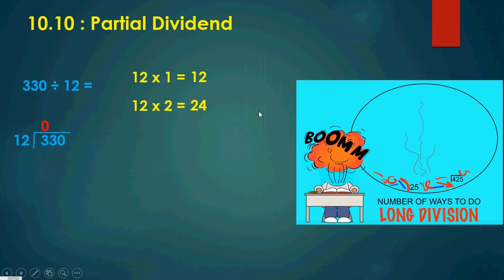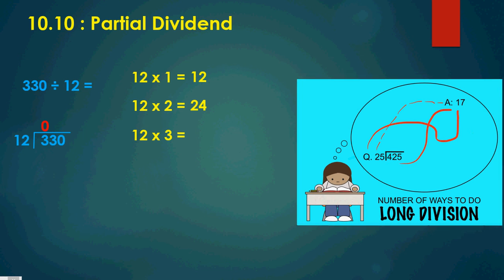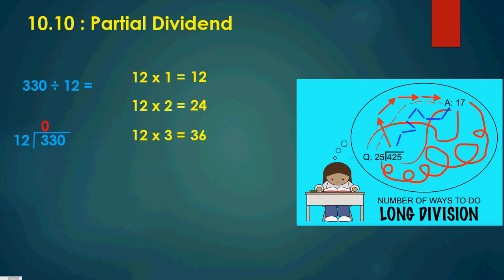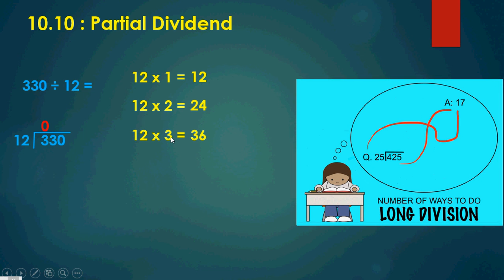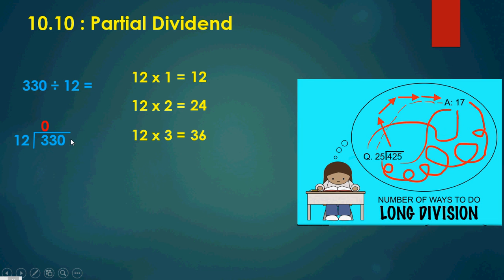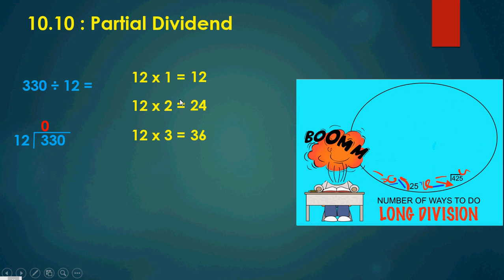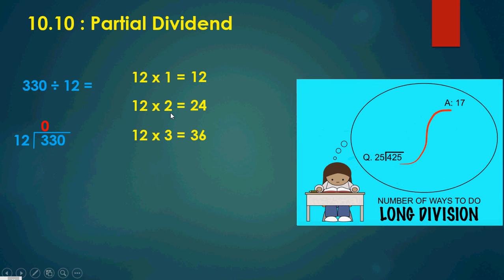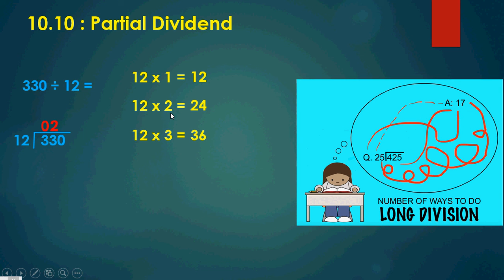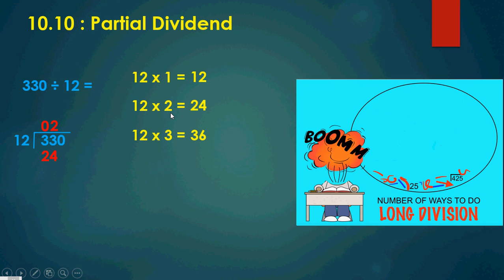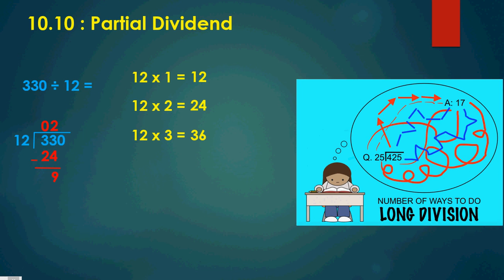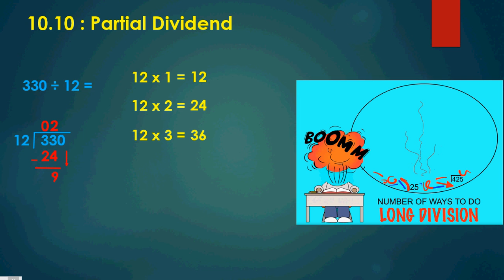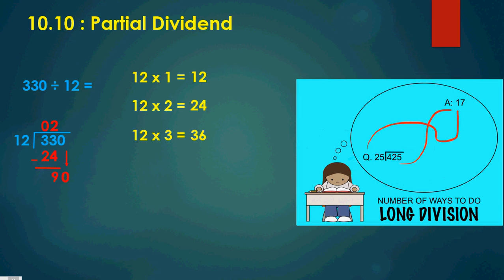Okay, let's try with 3. 12 times 3 is 36. Oh, guys, but with 3, I have 36, I went over. So no, guys, I'm going to use number 2. Okay, and I know that 12 times 2 is 24. Now I need to subtract. This gives me 9. The next step, guys, is to move down the 0. Okay, and I start over.